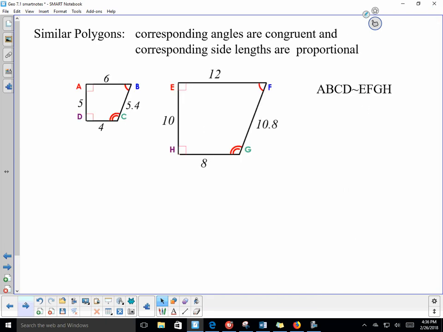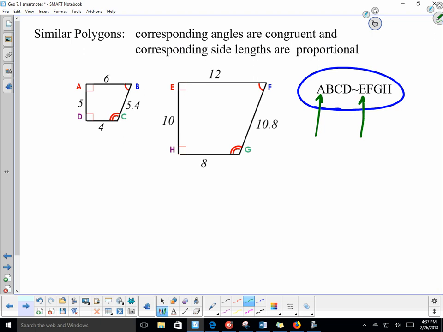Okay, so similar polygons are going to have corresponding angles that are always congruent, and corresponding side lengths that are not going to be congruent, but they will be proportional. We see in this figure quadrilateral ABCD and quadrilateral EFGH. Notice we have a similarity statement telling us that these two quadrilaterals are similar, but not only that, angle A must match up with angle E, and that means those have to be congruent.